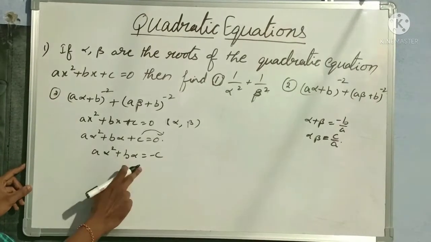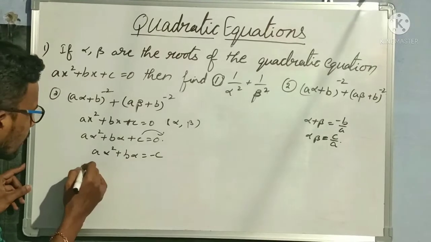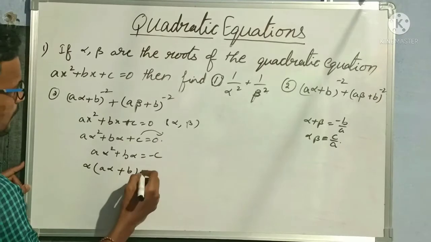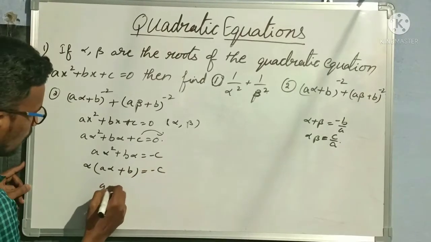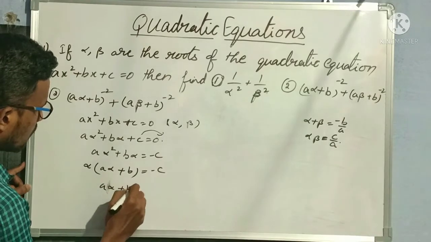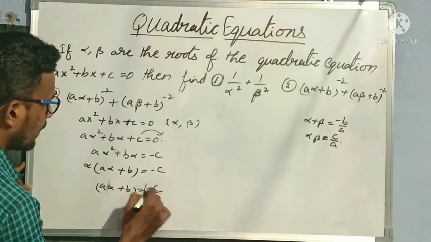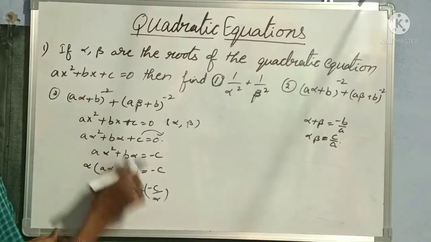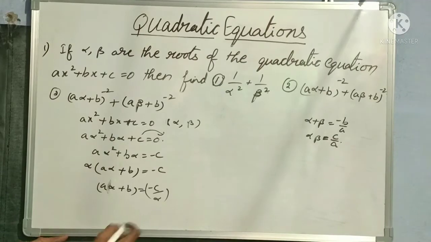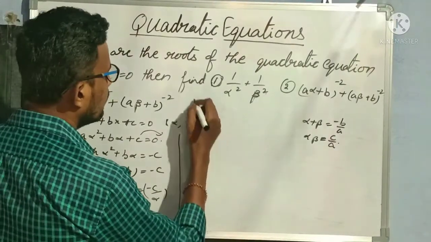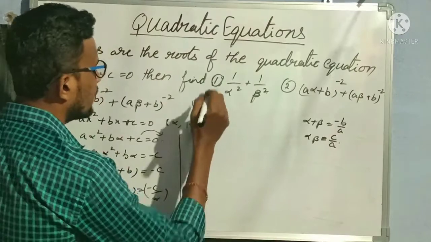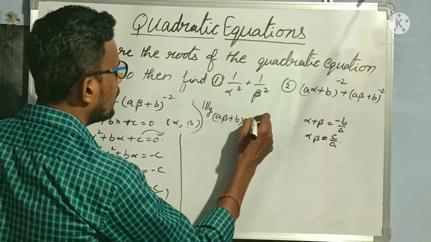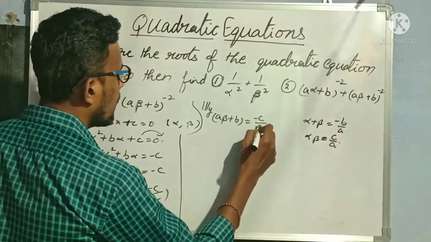Now in both, alpha is there common, right? So I am taking alpha common in both. So I am left with a alpha plus b is equal to minus c. So now a alpha plus b is equal to minus c by alpha. Understood? So in the place of a alpha plus b, I can substitute minus c by alpha here, right? So similarly, a beta plus b is equal to minus c by beta, right?